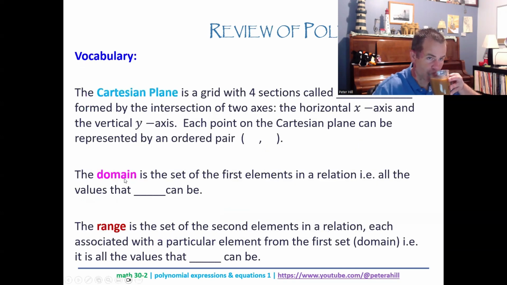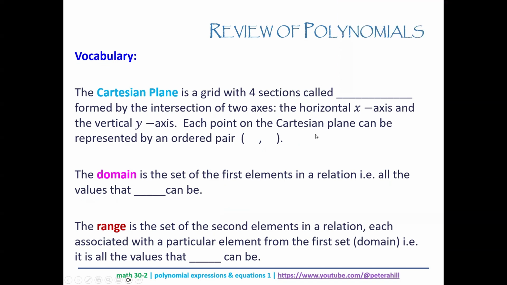The Cartesian plane. Some vocabulary. Again, hopefully you're comfortable with most of what you see here. I'm going to hide for 1 sec again. The Cartesian plane is a grid with 4 sections called quadrants. Just for clarification, we would go quadrant 1, quadrant 2, quadrant 3, and quadrant 4. We often label them in Roman numerals. It's formed by the intersection of two axes, the horizontal x-axis, which would be this guy here, and the vertical y-axis, which would be that guy there.